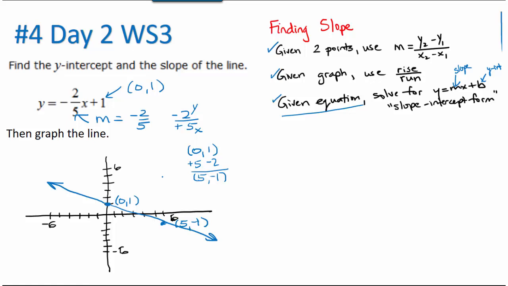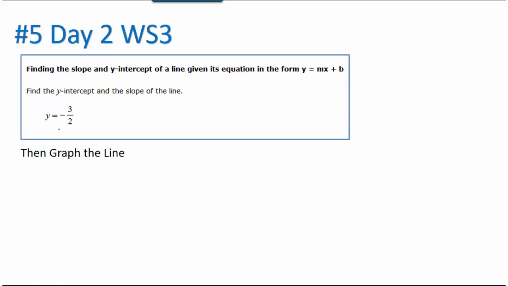Now you might have interpreted the slope as being up 2 and to the left 5, and you would have found a point over on the left side of the graph, but your line should look the same. Now let's graph this special case line, y equals negative 3/2.